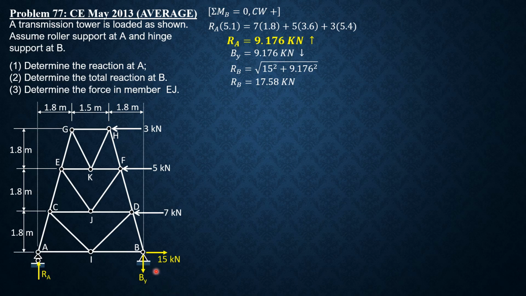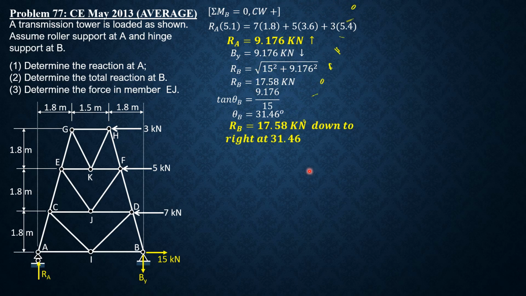Now, the angle that the reaction at B makes with horizontal is arctan of By over 15. So tangent of theta B equals 9.176 over 15. So theta B is 31.46 degrees. Therefore, the total reaction at B is 17.58 kilonewtons directed down to the right with an angle of 31.46 degrees to the horizontal. So that should be the reported answer.